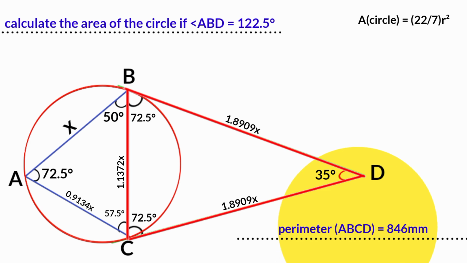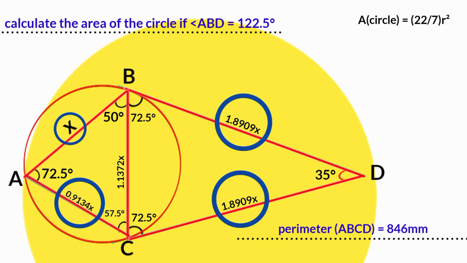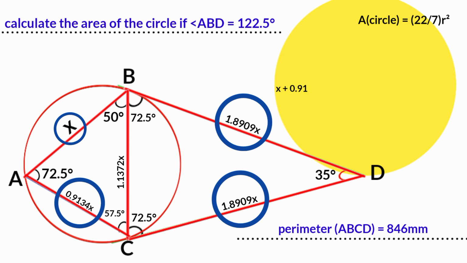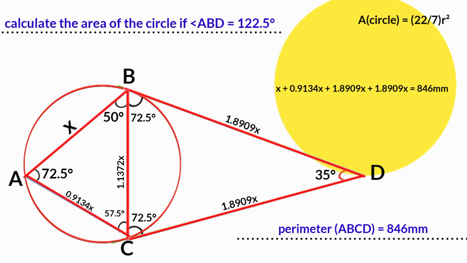Now since we have the perimeter of the quadrilateral ABCD here as 846 millimeters, we are going to sum up the lengths of the sides of ABCD here and equate them to 846 millimeters. Summing up now, x plus 0.9134x plus 1.8909x plus 1.8909x equal to 846 millimeters. x plus 0.9134x plus 1.8909x plus 1.8909x is 5.6952x. So 5.6952x equal to 846 millimeters.